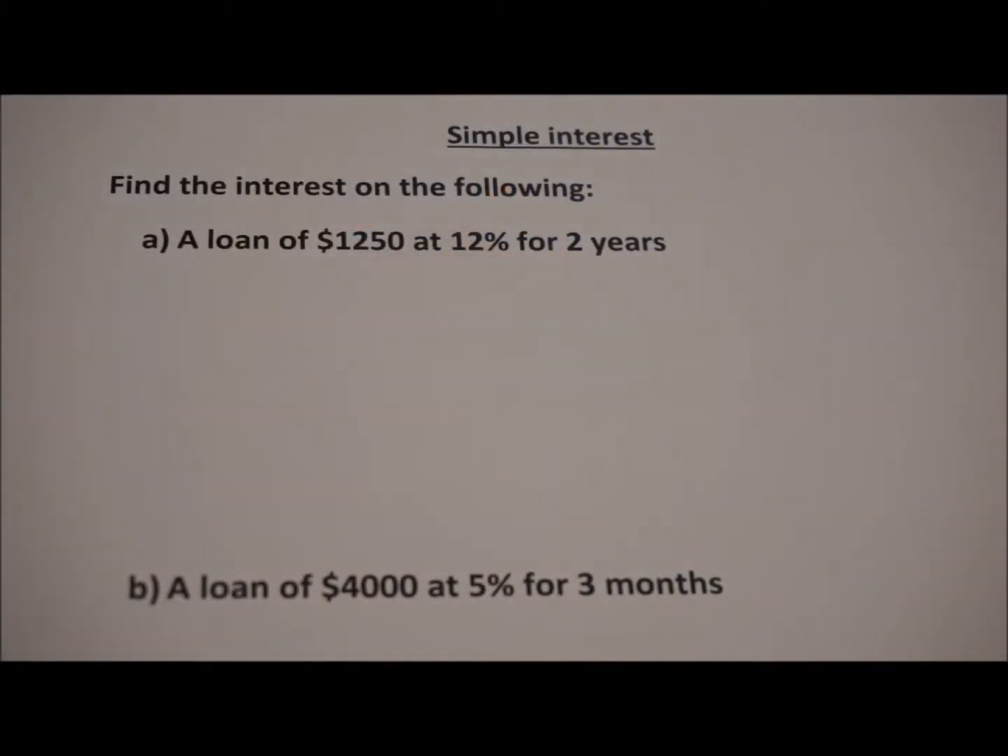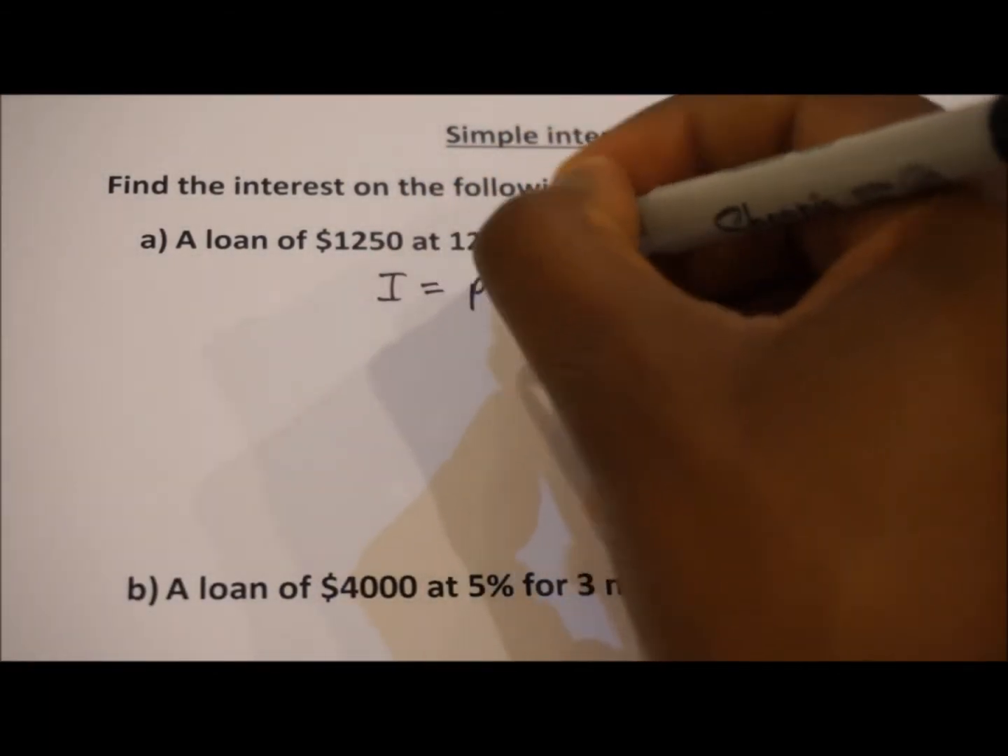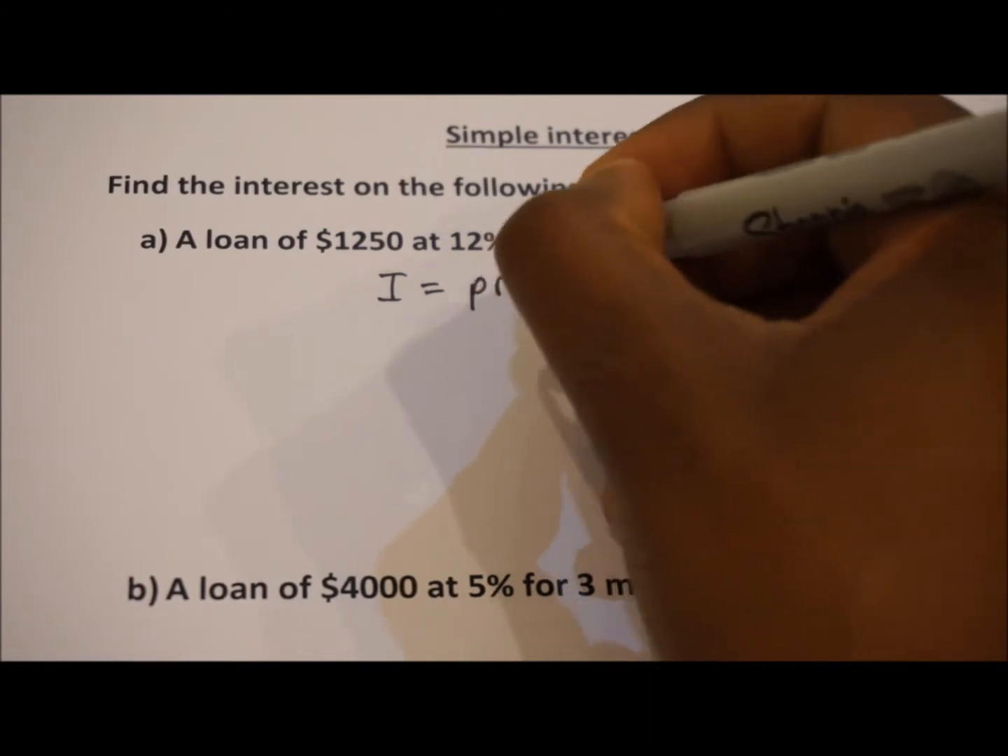Here are examples for calculating simple interest. This first question says, we are going to find the interest on a loan of $1,250 that is taken out at 12% interest for 2 years. All we are looking for is the interest. Remember that the interest is equal to the principal times the rate times the time.